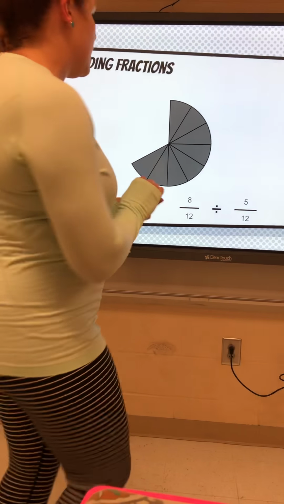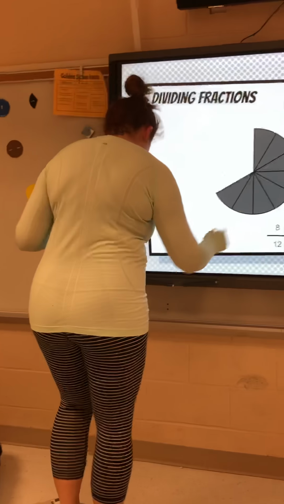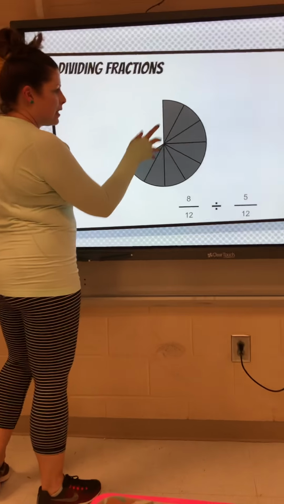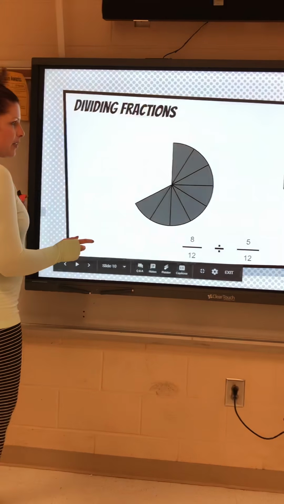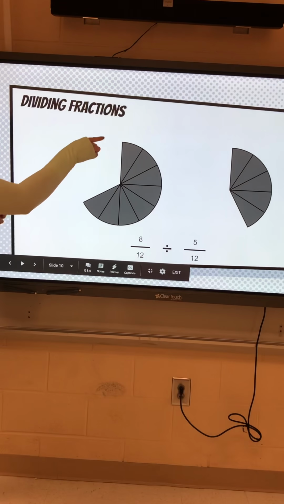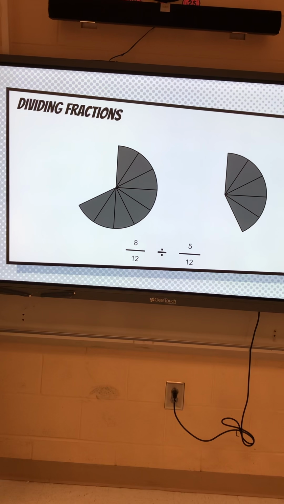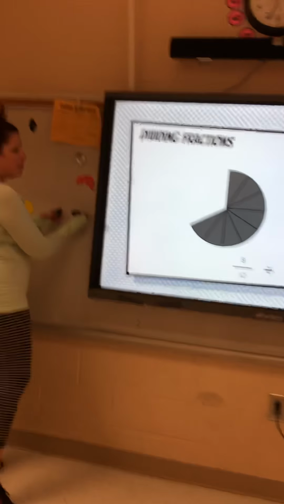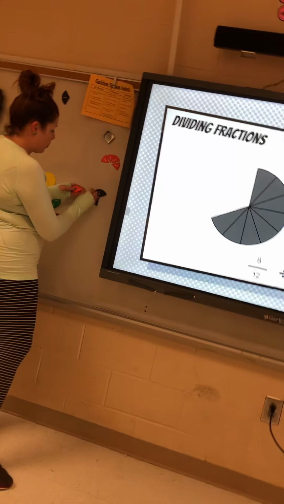I love it when we're dealing with the same denominator here, because all you really need to do is take them out, right? So here's 8 of the 12s. I'm going to take out one set of 5/12s, because I'm trying to find out how many 5/12s are inside 8/12s. So there is my one set of 5/12s. Now what I'm left with is 3/12, and 3/12 is not enough to make 5/12.